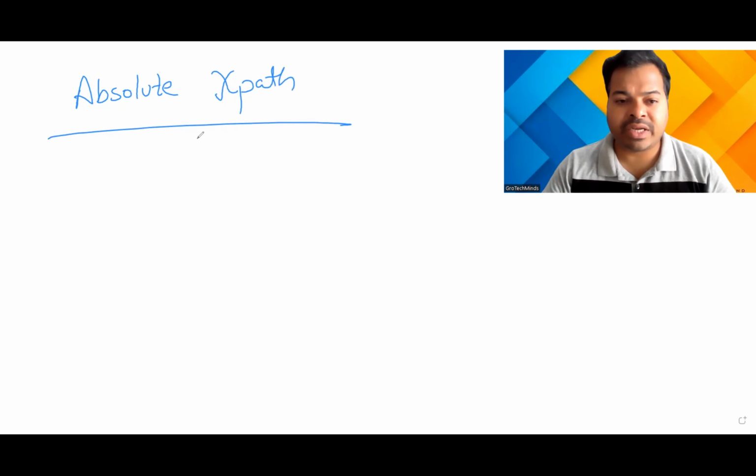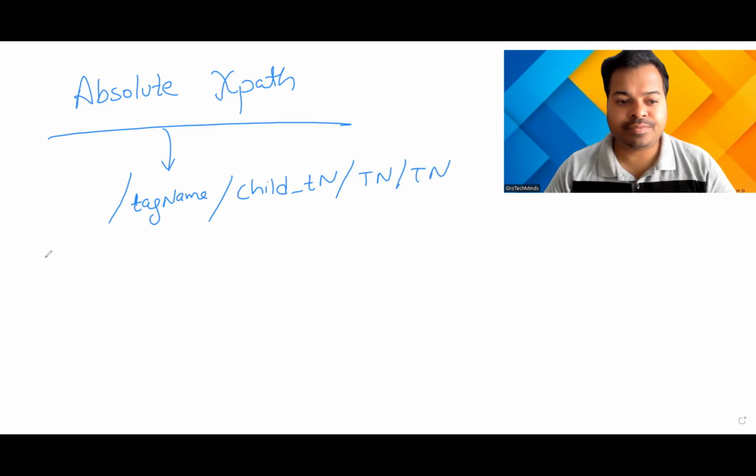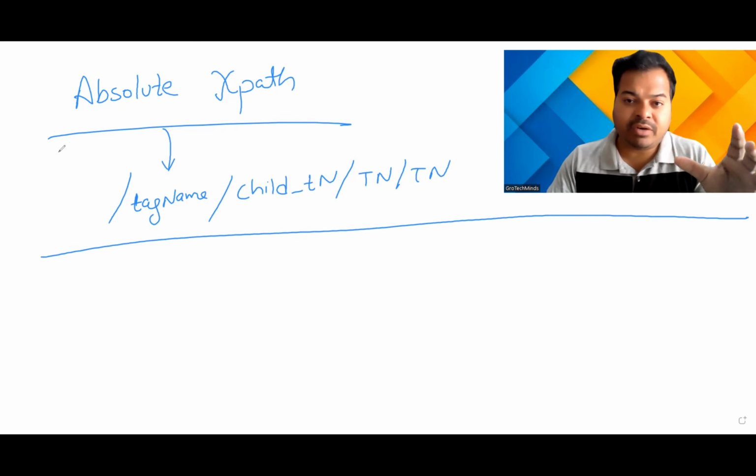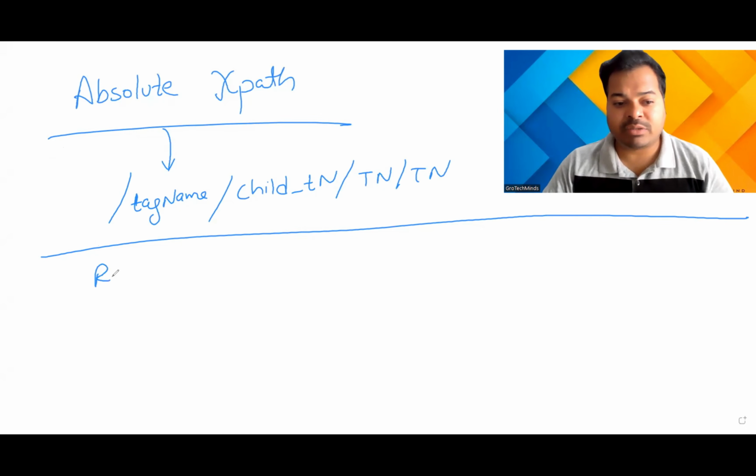In order to write an absolute XPath, you need to traverse from the parent tag name to the child tag name with the help of the single forward slash. That's what we studied in the last class. That was about absolute XPath. Absolute XPath is one of the XPaths that we have in Selenium, which will not be utilized much in your job when you are working in the IT industry, right? The one that is followed most is called relative XPath.